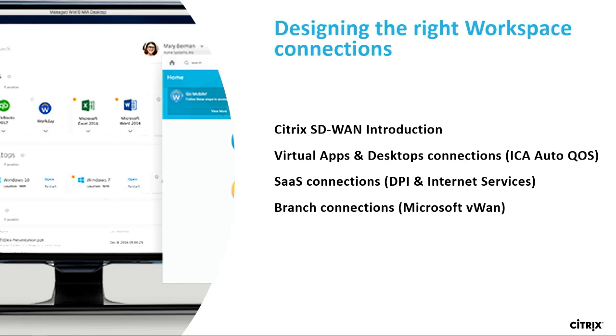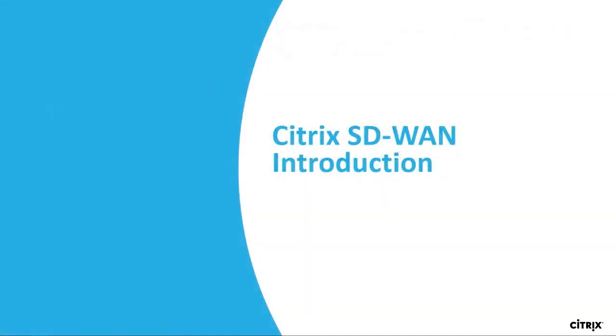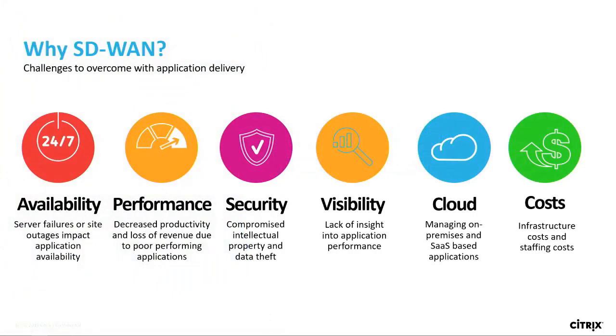And finally, we'll talk about branch communications. There's still a lot of communications and application needs between branches, and we'll talk about how we can facilitate that. So first, Jesse, if you could, let's start off with the introduction to SD-WAN. Yeah. You know, what are some of the challenges that we're trying to overcome here?